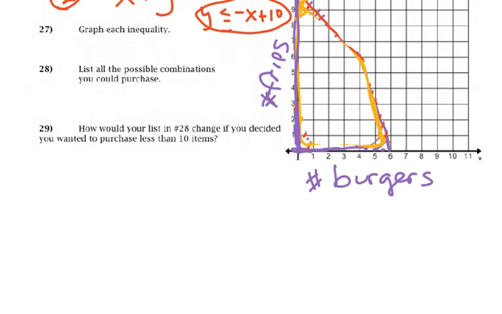I already know how much they cost. That was not a question. So since X is the burgers, I could buy nothing. I could buy 1 burger, no fries. That would be right here.